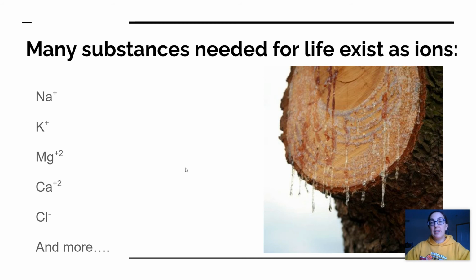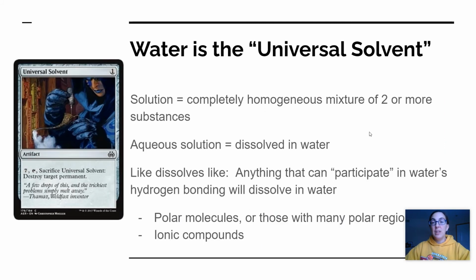Many of the things that living things need, especially these trace elements that we talked about a couple days ago, exist in an ionic form. And so it's important to understand that idea of ionic bonding and how these ions can dissolve in water when we talk about how living things take in the nutrients that they need. Water can dissolve anything that has a charge, a slight charge or a complete charge like an ion. And that's why water is referred to as the universal solvent.